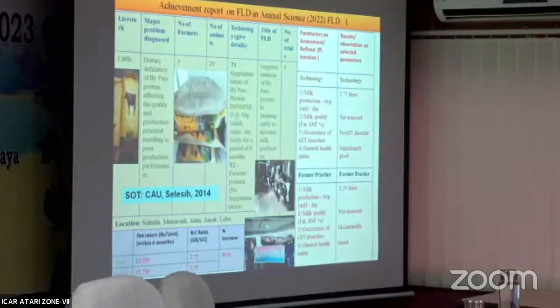Under FLD 1 in animal science, supplementation of bypass protein to lactating cattle to increase milk production was also undertaken. And as we can see here, the milk production average yield per day under technology 1 is 2.75 liters as against 2.25 liters in farmers' practice. And 2.5 liters supplementing bypass protein.